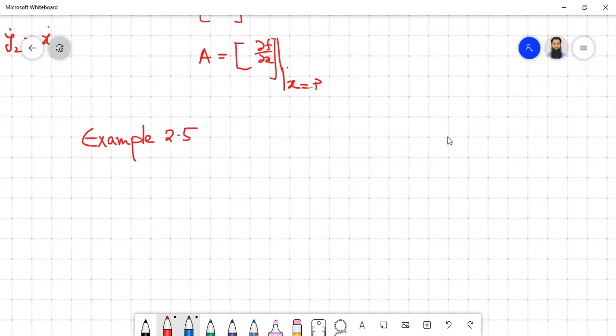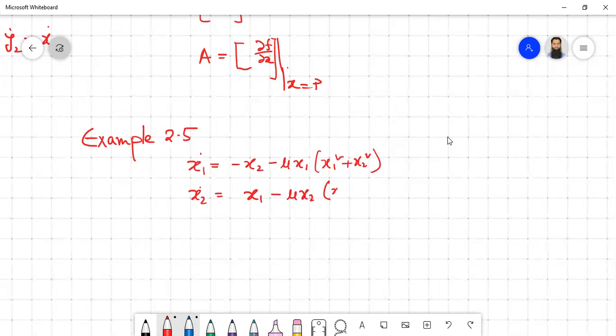The system is given: x1 dot equal to minus x2 minus mu x1 (x1 square plus x2 square), and x2 dot equal to x1 minus mu x2 (x1 square plus x2 square). Okay, the system is given. So let's apply the eigenvalue theory, figure out the eigenvalues and predict the system behavior around the equilibrium point.